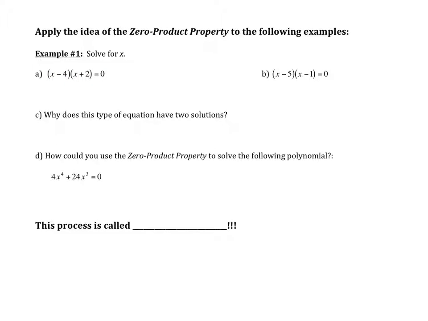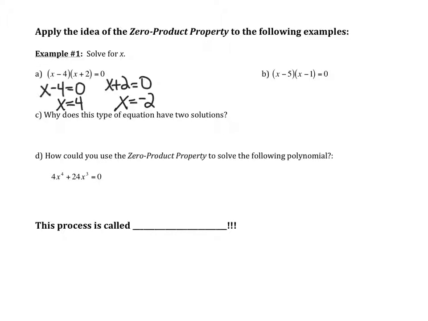So again, I need to figure out what x value would make this entire parenthesis equal to 0, and I need to figure out what x value would make this entire parenthesis equal to 0, because if either of them are equal to 0, 0 times anything is always going to give me 0. So this is as simple as just taking each parenthesis and setting them equal to 0. So I would take x minus 4, set it equal to 0, and take the x plus 2 and set it equal to 0. For the first one, I would just add 4 to this side, so x would equal 4. For the second one, I would just subtract 2 from both sides, and x would equal negative 2.